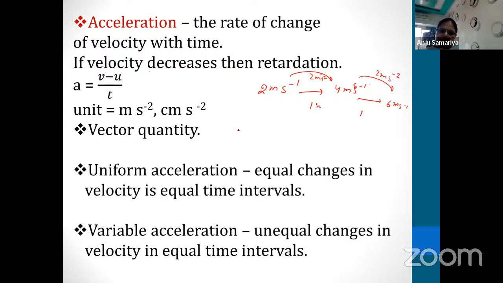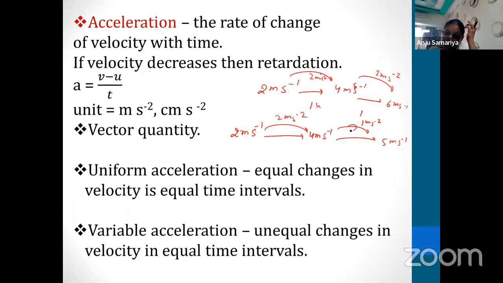But for example, the same body is moving with 2 meter per second, changing to 4 meter per second in 1 second. So 2 meter per second square is the acceleration, and then it changes to 5 meter per second. The change from here to here is 1 meter per second square. So this acceleration is non-uniform. It is not retardation yet, there is an increase in velocity.